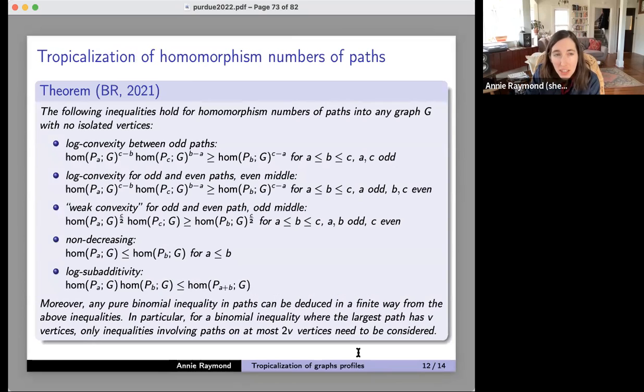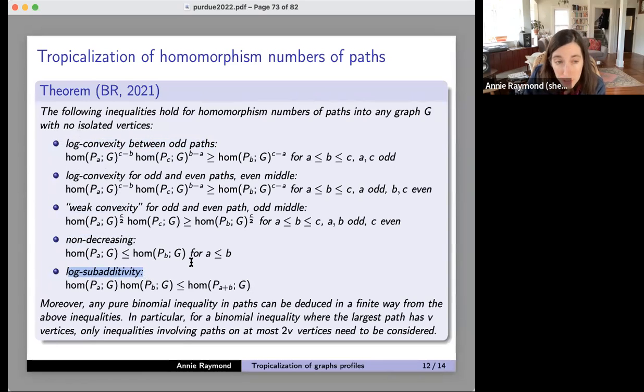So let me just say a couple of words about the number of paths. This was definitely the hardest form. These were the different types of binomial inequalities that were needed. They are the non-redundant, the essential binomial inequalities from which all other binomial inequalities involving paths can be recovered. And they have somewhat nice formats. You have log convexity phenomena, some weak convexity phenomena, and then you have non-decreasing and log supermodularity.